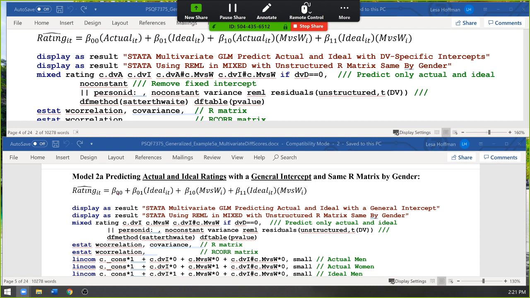So that means we have a main effect of gender here, and we have an interaction of gender by ideal. Following the rules of interaction terms, this main effect of gender, beta 1,0, who or what is that the effect of gender for? It's not a main effect, it's a simple main effect. This is the difference between men and women for what? Dot, dot, dot.